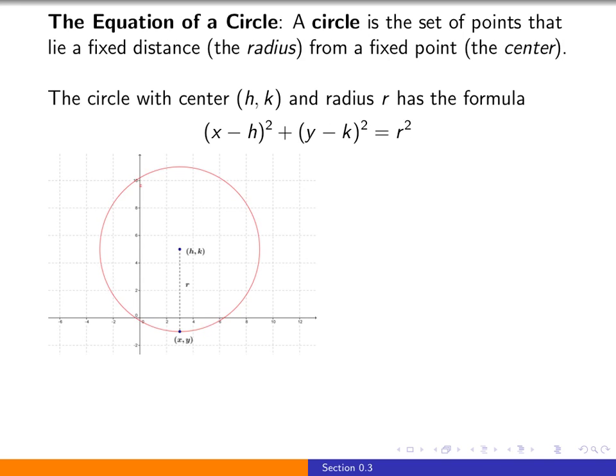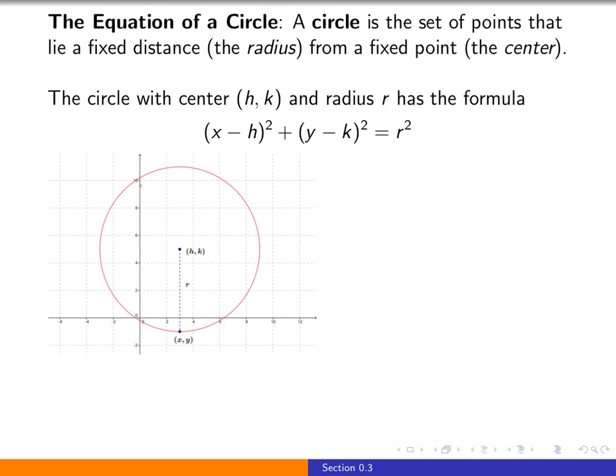In this video, we will explore the equation of a circle. So to start off with the definition, a circle is the set of points that lie a fixed distance, i.e. the radius, from a fixed point, the center.